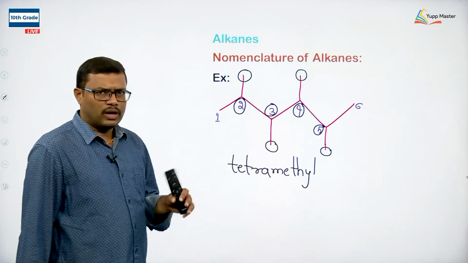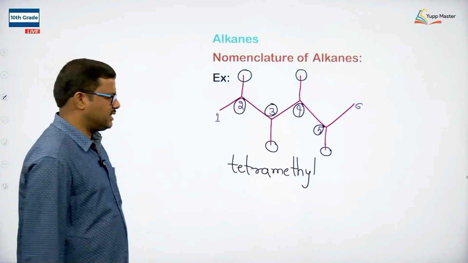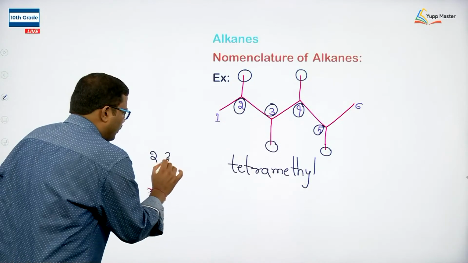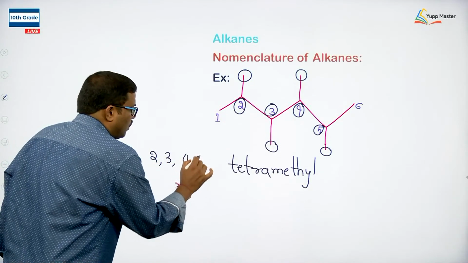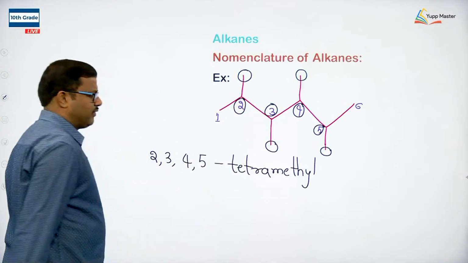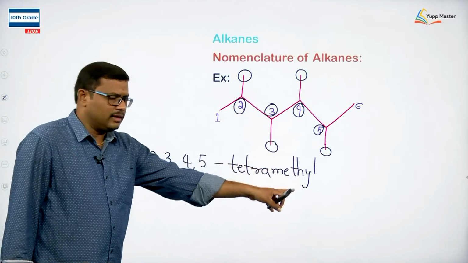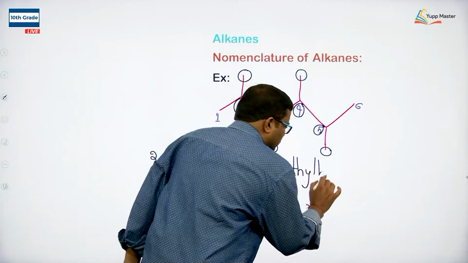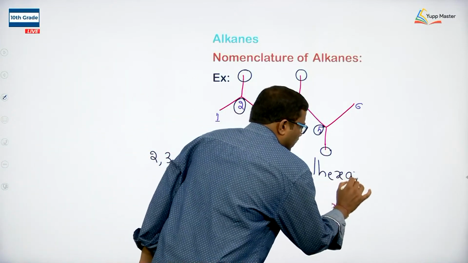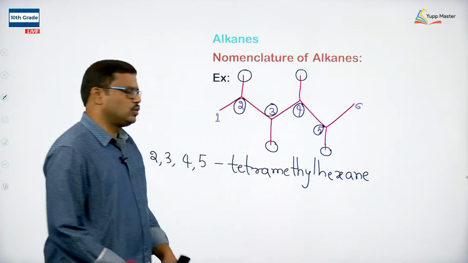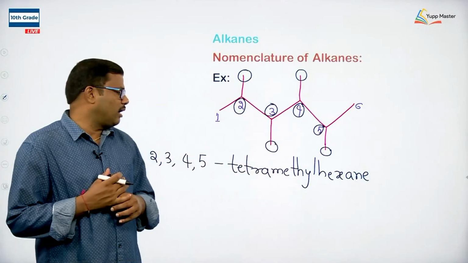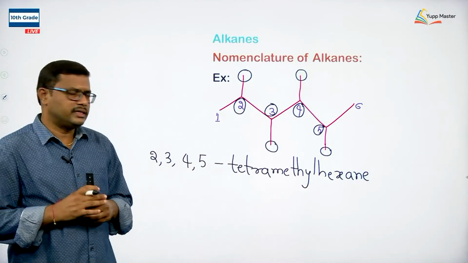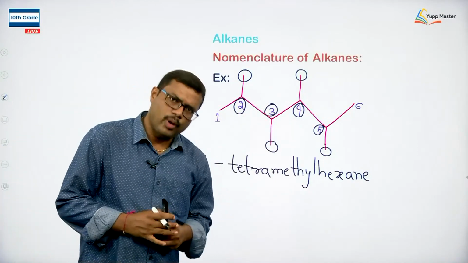So, where are they present, on which carbon atoms? In that case I have to write the numbers 2, 3, 4, 5, then hyphen, tetramethyl. How many carbon atoms are present in the straight chain? 6 carbons. So, the name should be hexane. So, it is 2, 3, 4, 5 tetramethyl hexane, the name of this particular compound.